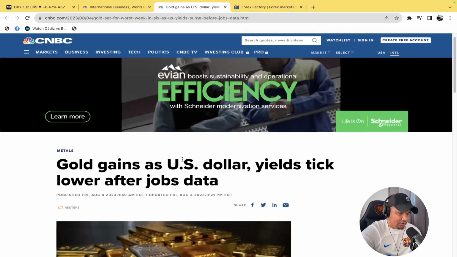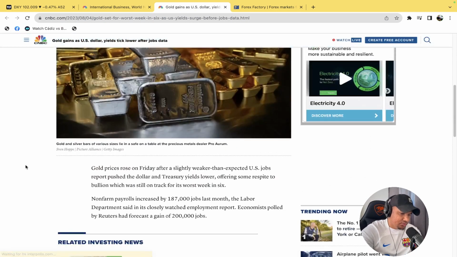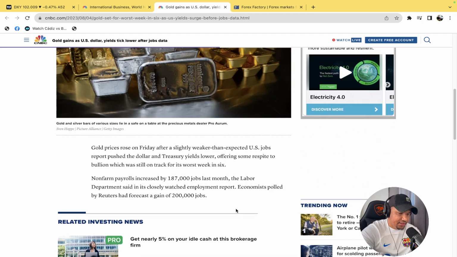Next up, we're going to look at some gold. It says gold gains as the dollar index and yield tick lower after jobs data. It says gold prices were up on Friday after a weaker dollar and jobs report pushed the dollar and treasury yields lower, offering some respite to bullion, which was still on track for its worst week in 6.